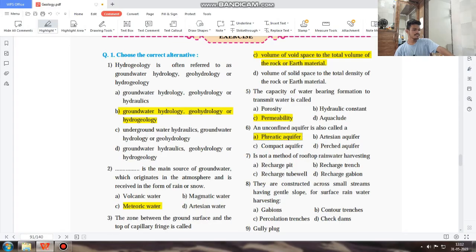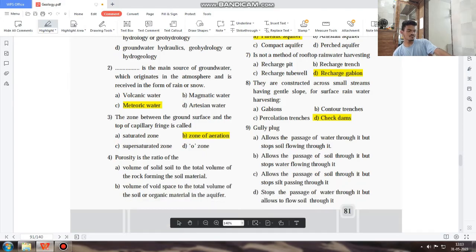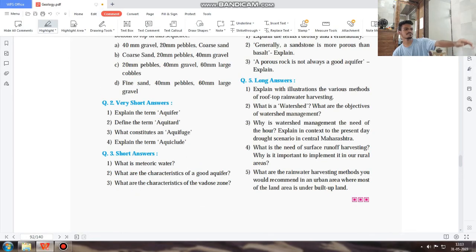Okay, phreatic. It is not a method of rooftop rainwater harvesting. Rooftop, it is not a method. What is that? Recharge gabion. There are only 3 types of rooftop rainwater. Surface rainwater. They are constructed along small streams having gentle slopes. So if you read those rooftop and rainwater, you will come to this. Check dams. Gully plug allows the passage of water through walls. So if you read those 3, rainwater, rooftop and surface, you will easily solve these 3 or 4 MCQs. Okay?